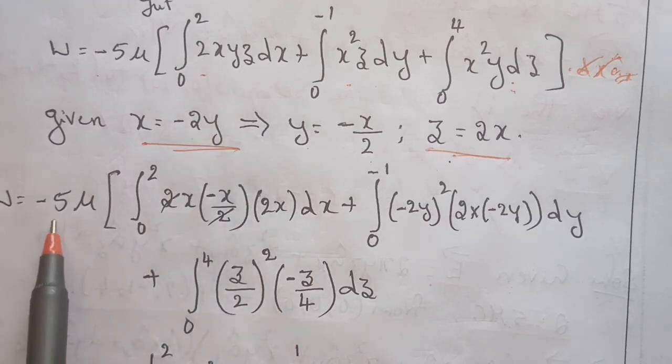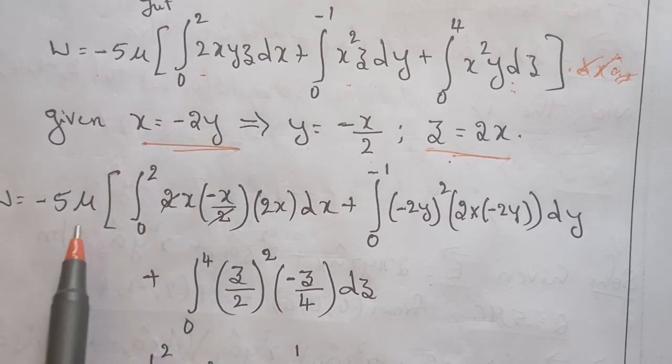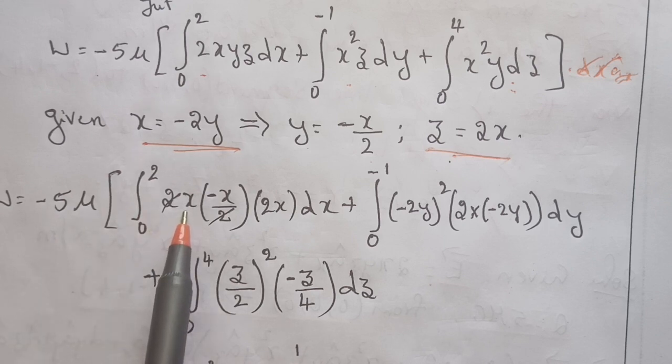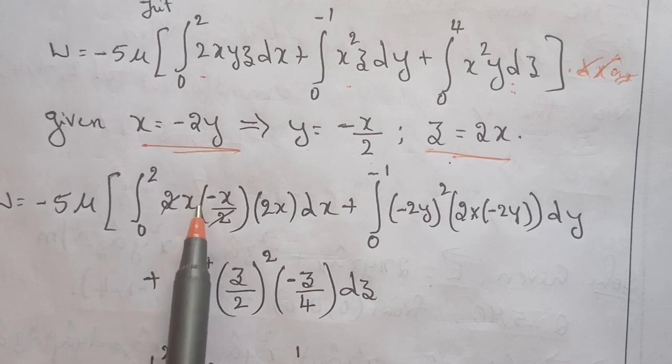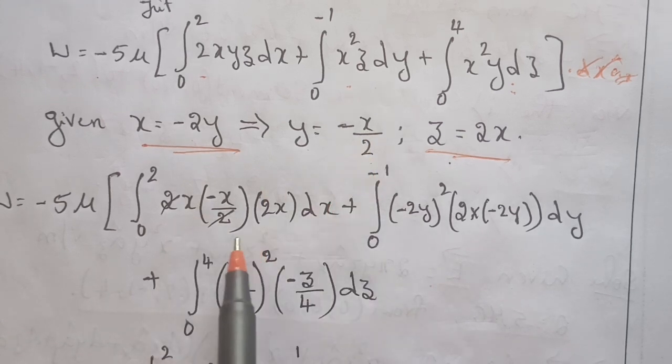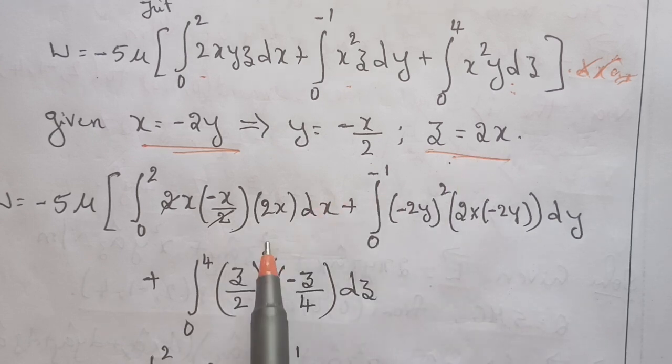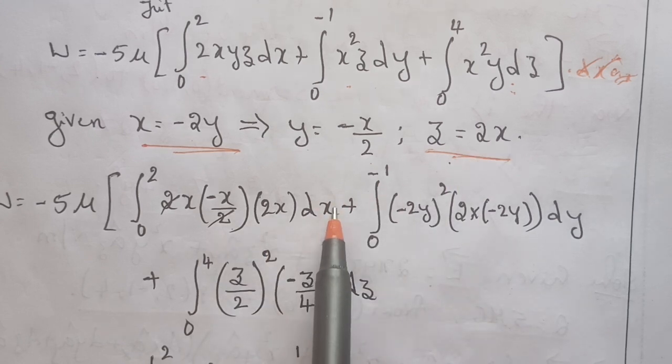So W equals minus Q, that is minus 5 microcoulombs, integral 0 to 2. So it is 2x into, what is the y value? It is minus x by 2. I have substituted here. And what is z? Z is given as 2x along the x-axis.